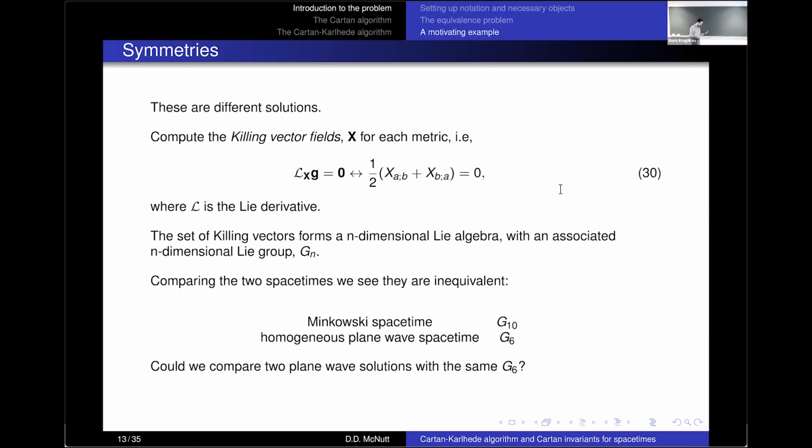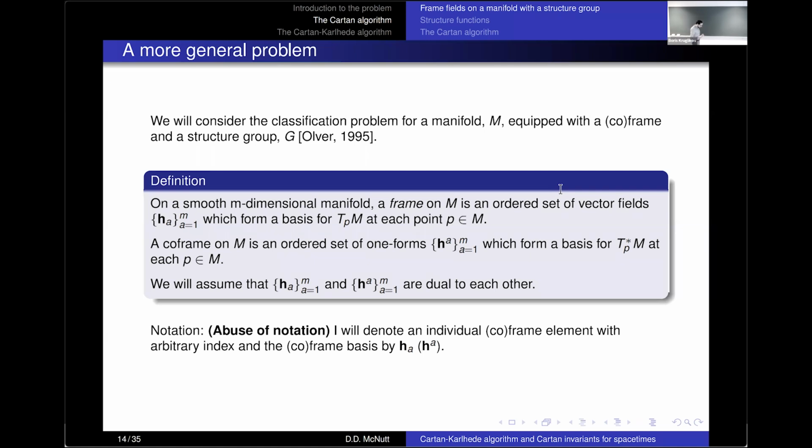Again, physics lives in the curvature tensor. So for relativists, they would be unhappy with this. They would accept it, but they would grumble. So let's take this to a more general problem. We'll move on to the Cartan method or Cartan algorithm.